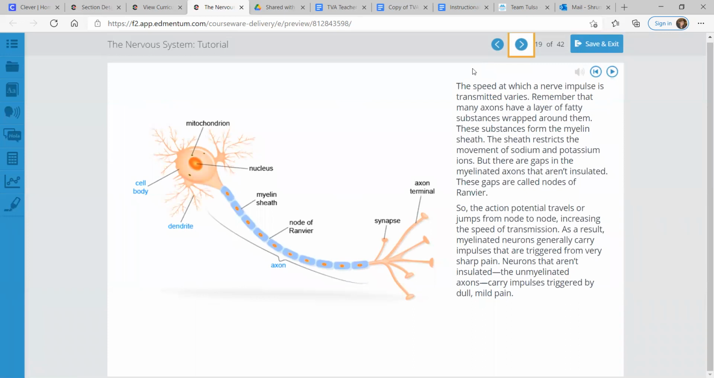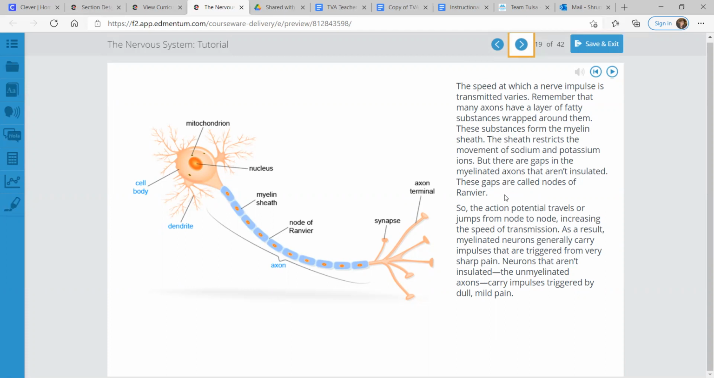The speed at which a nerve impulse is transmitted varies. Remember that many axons have a layer of fatty substances wrapped around them. These substances form the myelin sheath. The sheath restricts the movement of sodium and potassium ions, but there are gaps in the myelinated axons that aren't insulated. And those gaps are called nodes of Ranvier. So the action potential jumps from node to node, increasing the speed of transmission.